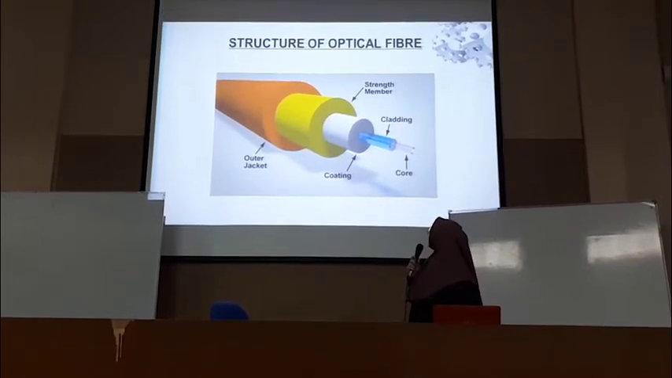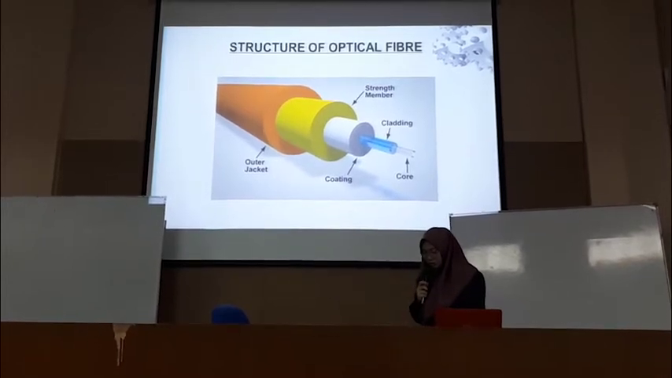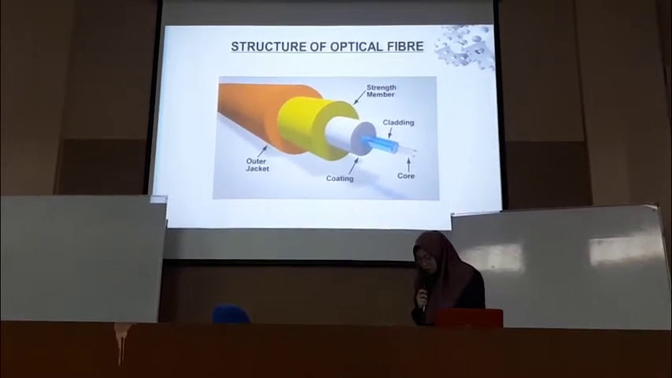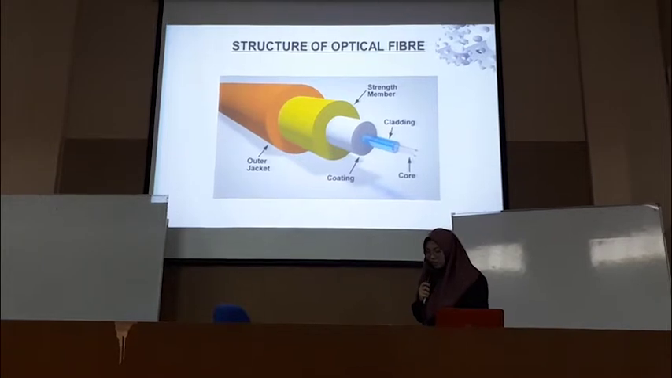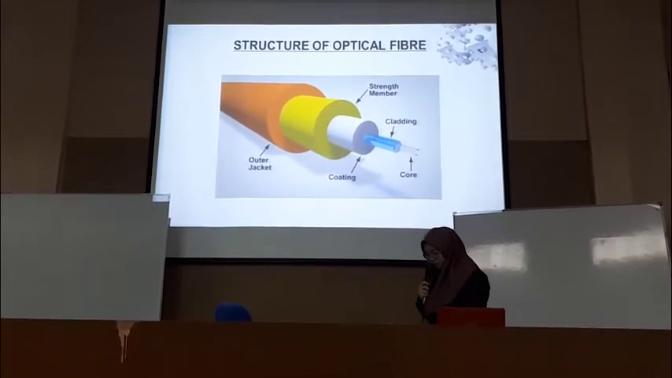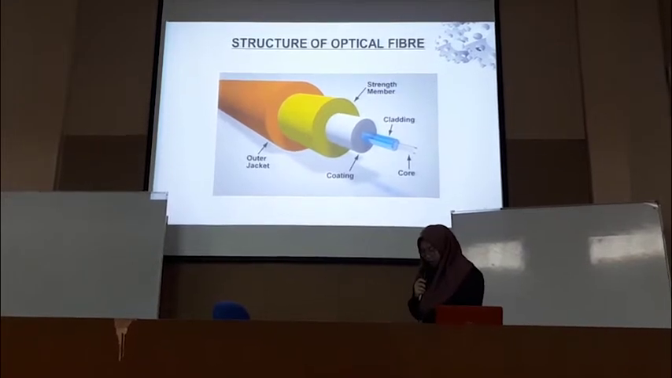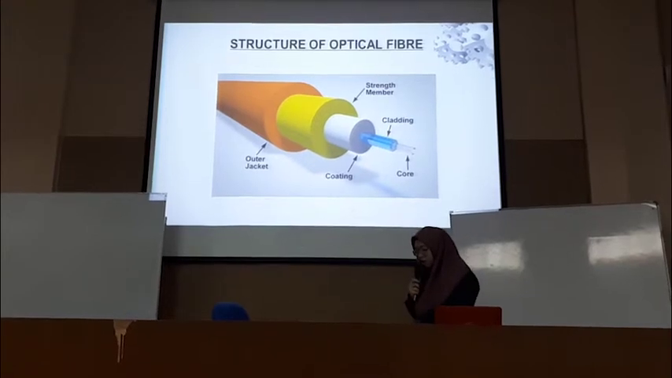Cladding has a lower refractive index than the core. It allows light to stay inside the fiber and not escape into the cladding, such that it will be reflected. The coating is simply a protective layer that protects the core and cladding from fracture.